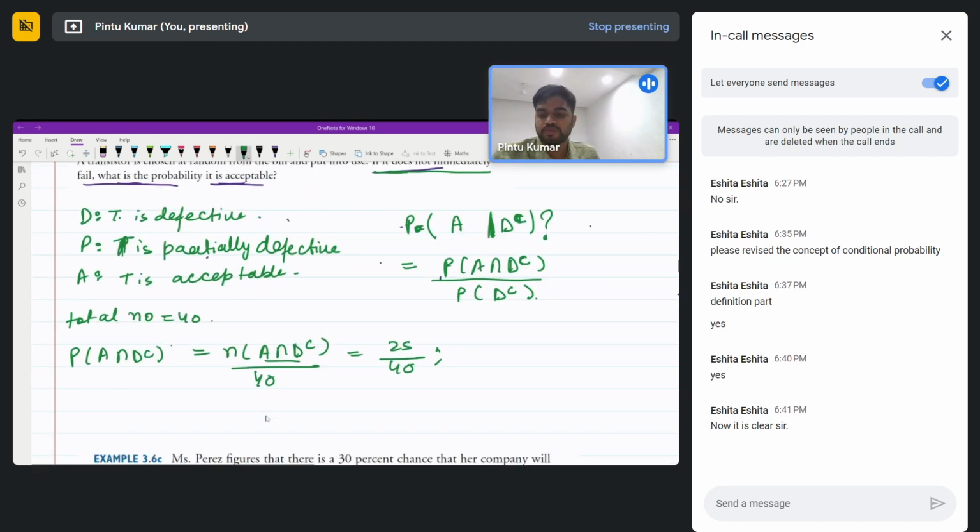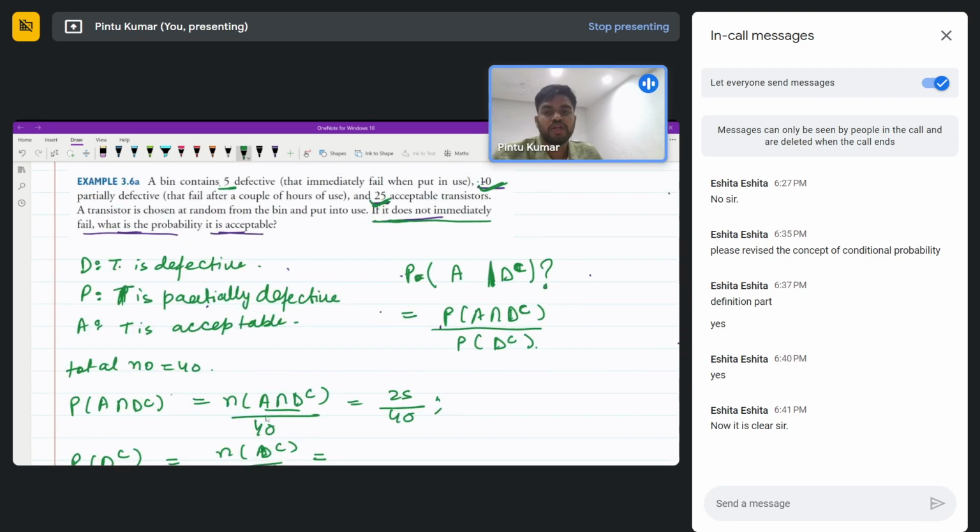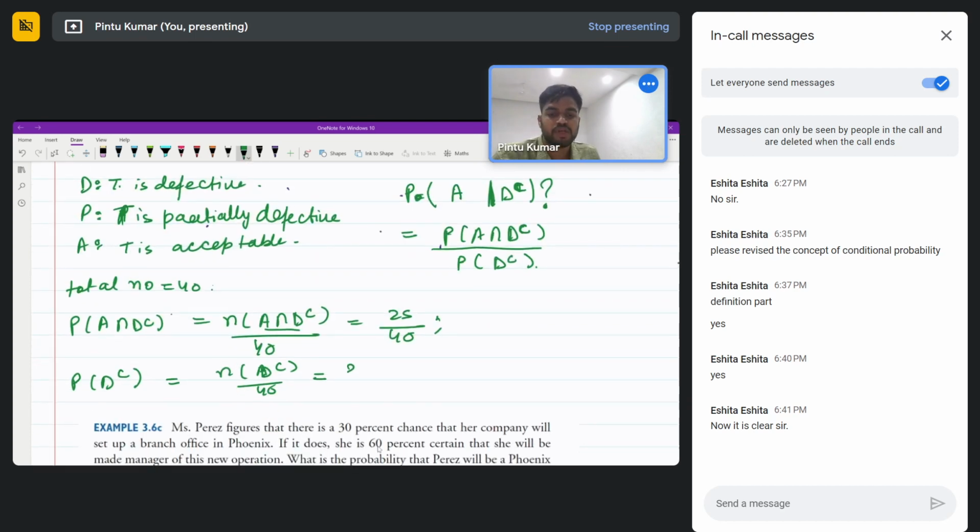Now, what is the probability of D complement? D complement means the number of elements in D complement divided by 40, right? The number of elements not in D is 40 minus 5, this is 35, so 35 by 40. So what is this conditional probability? This is 25 by 40 divided by 35 by 40. This is nothing but 25 by 35. So this is 5 by 7.